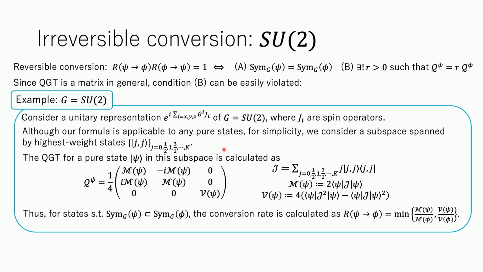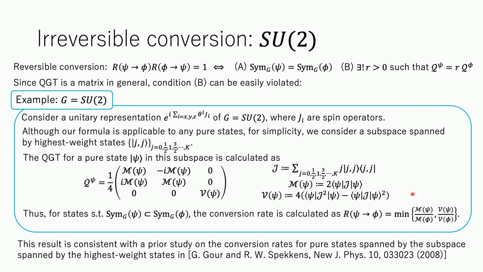Under this assumption, the quantum geometric tensor is shown to be parameterized by two parameters m and v, where m is the mean of the operator J, and v is the variance of the operator J. From this expression, by using our formula, we can calculate the conversion rate given by this equation. Again, this result reproduces the result in prior research, where the conversion rate for pure states is calculated for the same subspace.